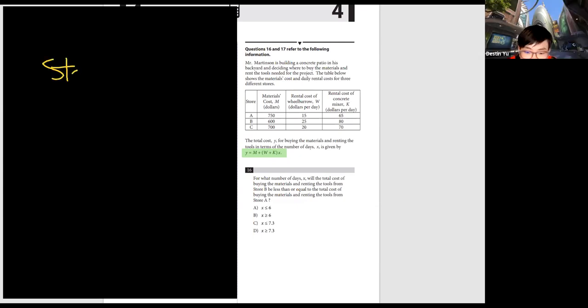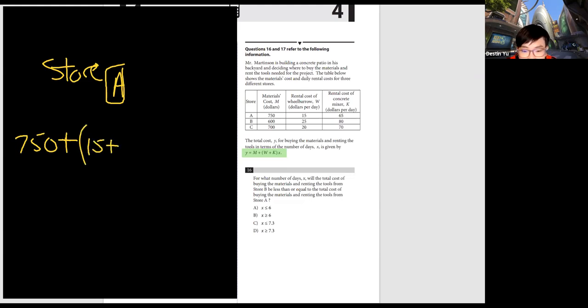It would be for store A, 750 plus 80x. And then I would set that equal to store B, which would be 600 plus 105x. And then solve for x, which would be 6. And as a result, it's x less than or equal to 6 because at 6, A is equal to B. And we want B to be less than or equal to A.